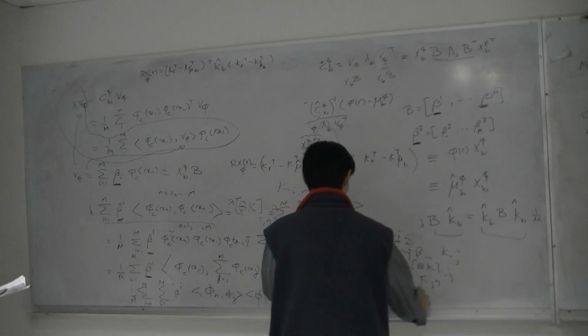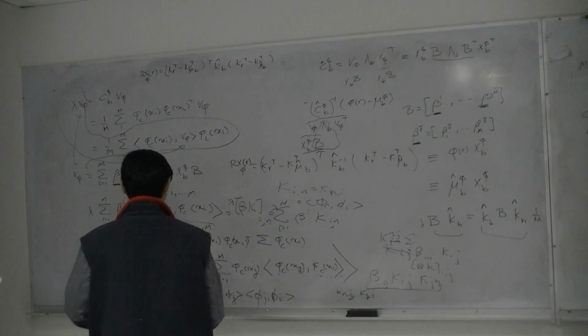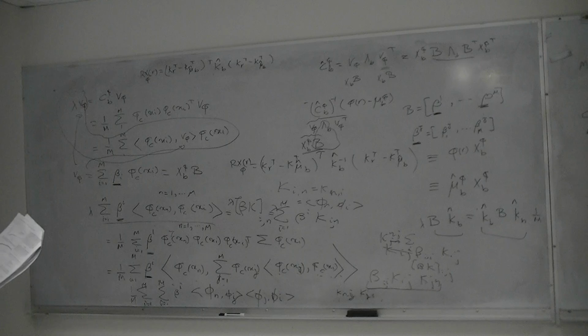Okay, you agree with that? If you agree with that, then here the beta CNI is equal to beta JD, and here beta I. No, it's okay, I'll finish this.